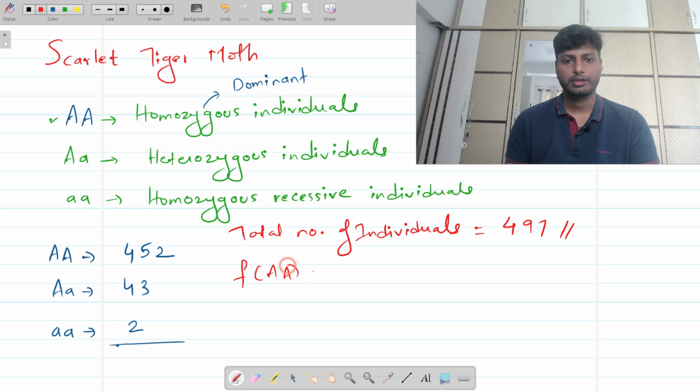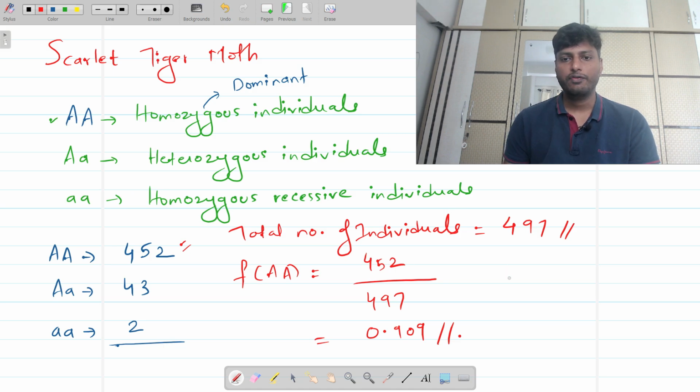So now if we have to calculate the frequency of capital A, that is, the frequency of homozygous dominant individuals, what will it be? It will be the total number of individuals having capital A as their genotype divided by the total number of individuals. So here the individuals having capital A as their genotype are nothing but 452, and the total number of individuals are 497.